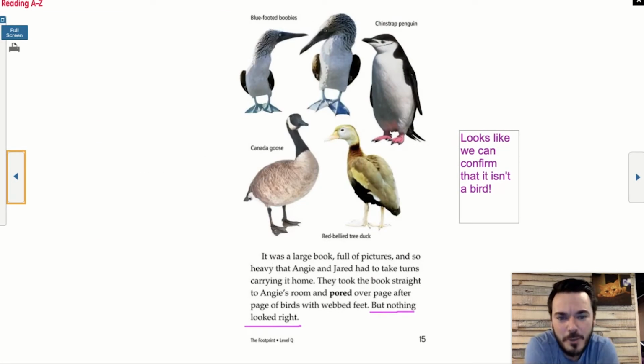It was a large book full of pictures and so heavy that Angie and Jared had to take turns carrying it home. They took the book straight to Angie's room and pored over page after page of birds with webbed feet. But nothing looked right.